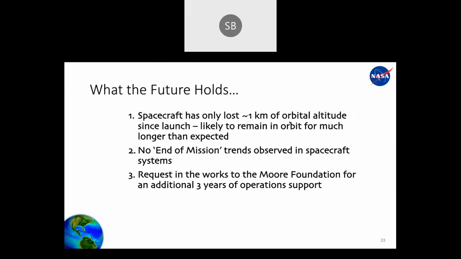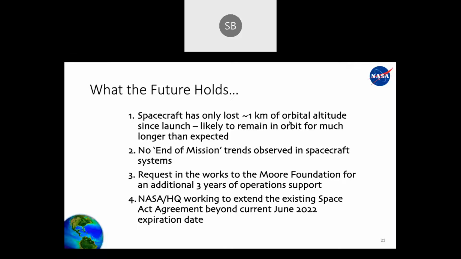We have a request in the works to the Moore Foundation to provide an additional 3 years of operational support, and the Space Act agreement that we initially signed in 2017 is set to expire, and we're looking to extend that beyond its expiration date of June 2022.